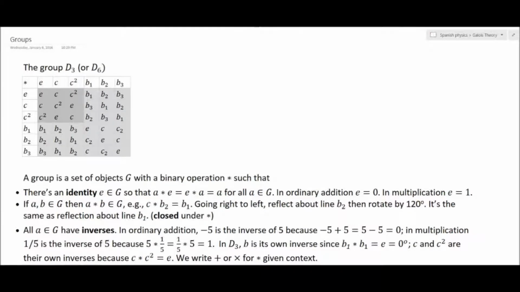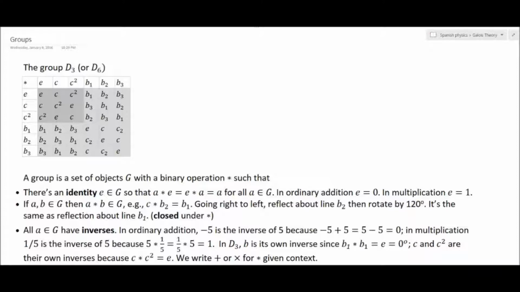As a quick summary, here on the second frame, I highlight the group of the equilateral triangle. For historical reasons, some people call it D3 and some people call it D6. And I highlight there in bullet form all of the properties that it takes to become a group. It's a set of elements with an identity that's closed, where every element has a unique inverse.